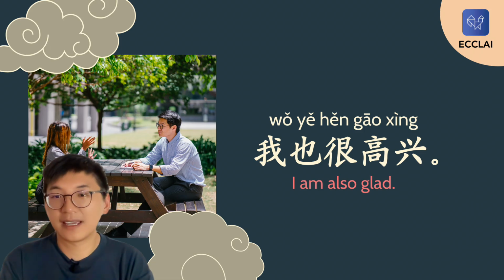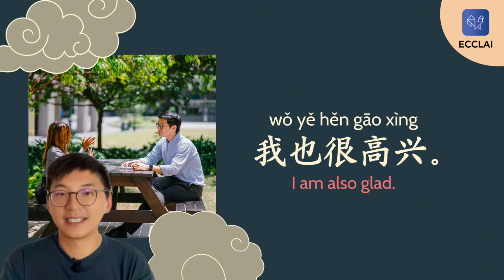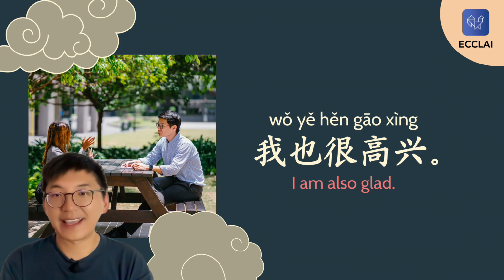So we already know that in Chinese Mandarin, the adjectives function like verbs. So we don't need to add to be in a sentence as in English, alright? So we don't need to say I am. We just need to say I, alright? So literally the sentence means I also very happy or I'm also glad. 我也很高兴. Very good.